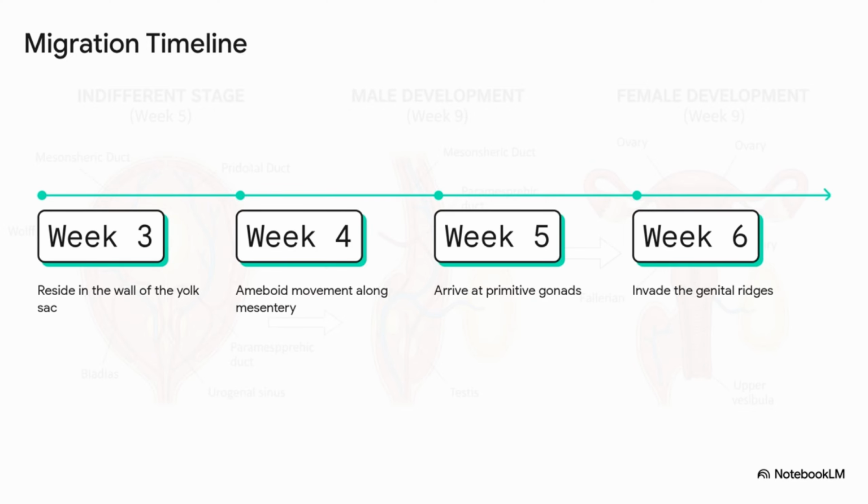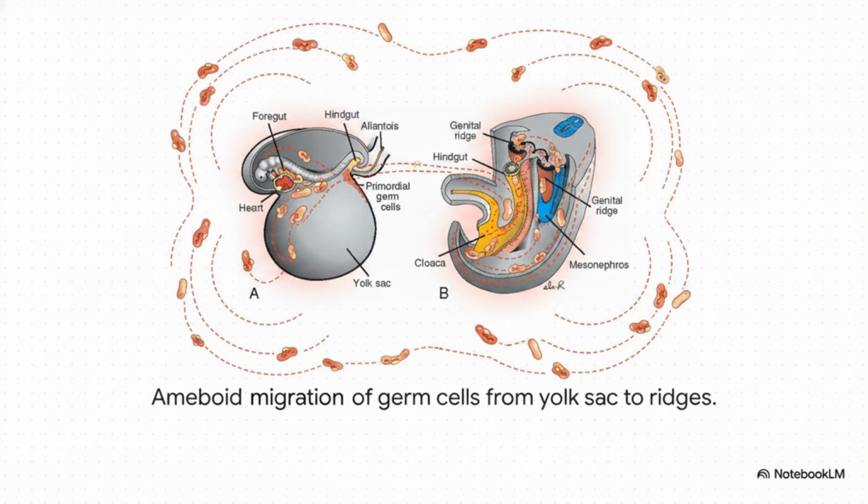And then, in the 6th week, they actually invade the genital ridges. Just remember, the genital ridges have absolutely 0 germ cells in them until that 6th week. Check out this pathway marked in red.